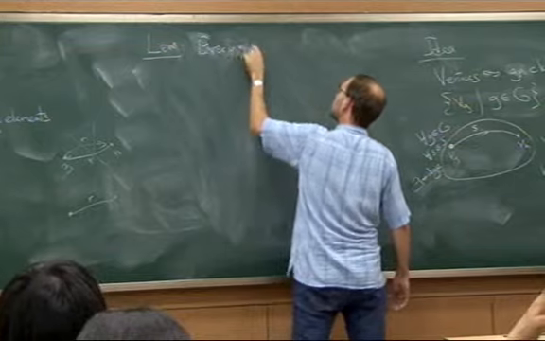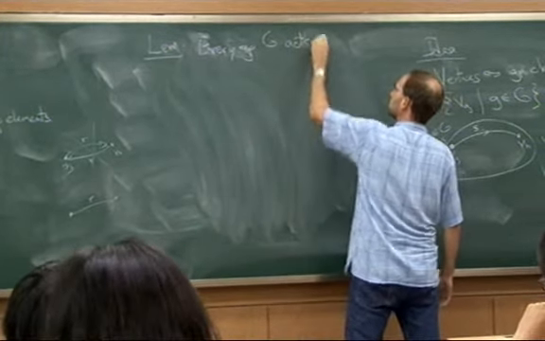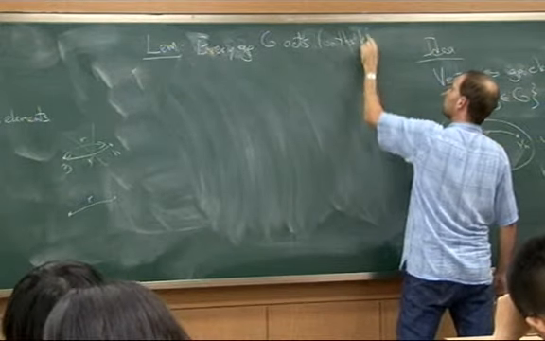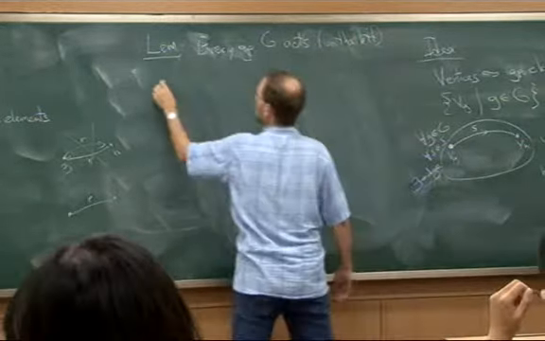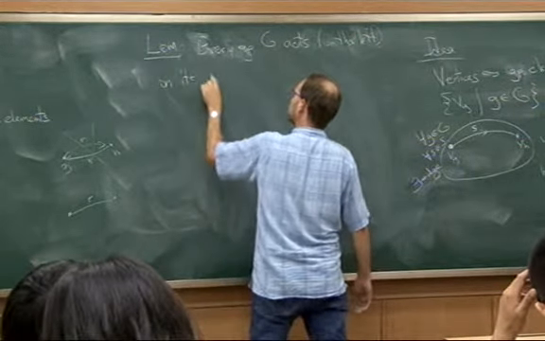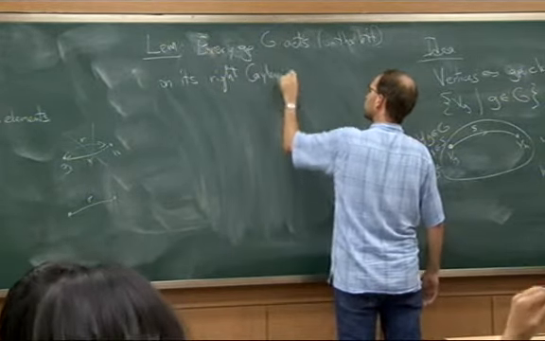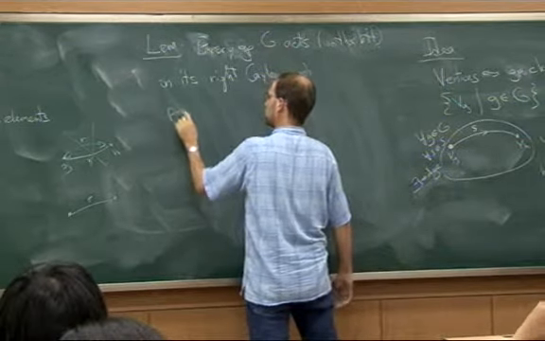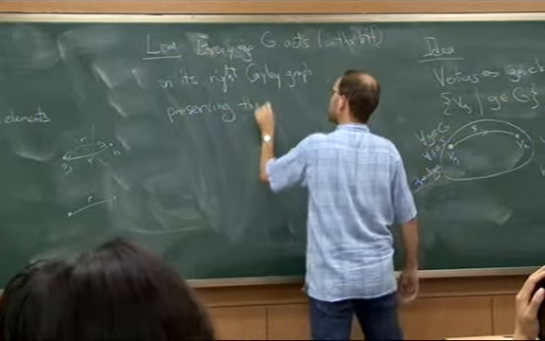Every group G acts on the left, in other words, as a function, it acts on the left on its right Cayley graph, preserving the edge labels.